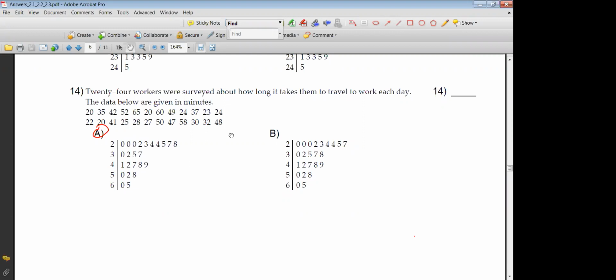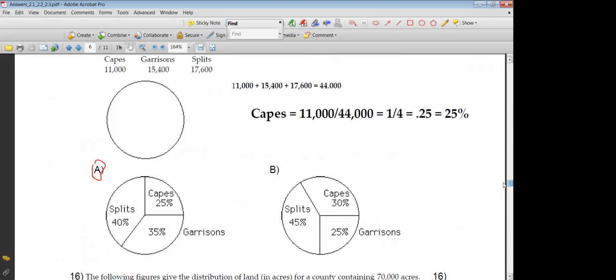So that to me is the best way to approach these stem plots. You only have one of them. Look for the discrepancy and figure out which one is actually telling you the truth.